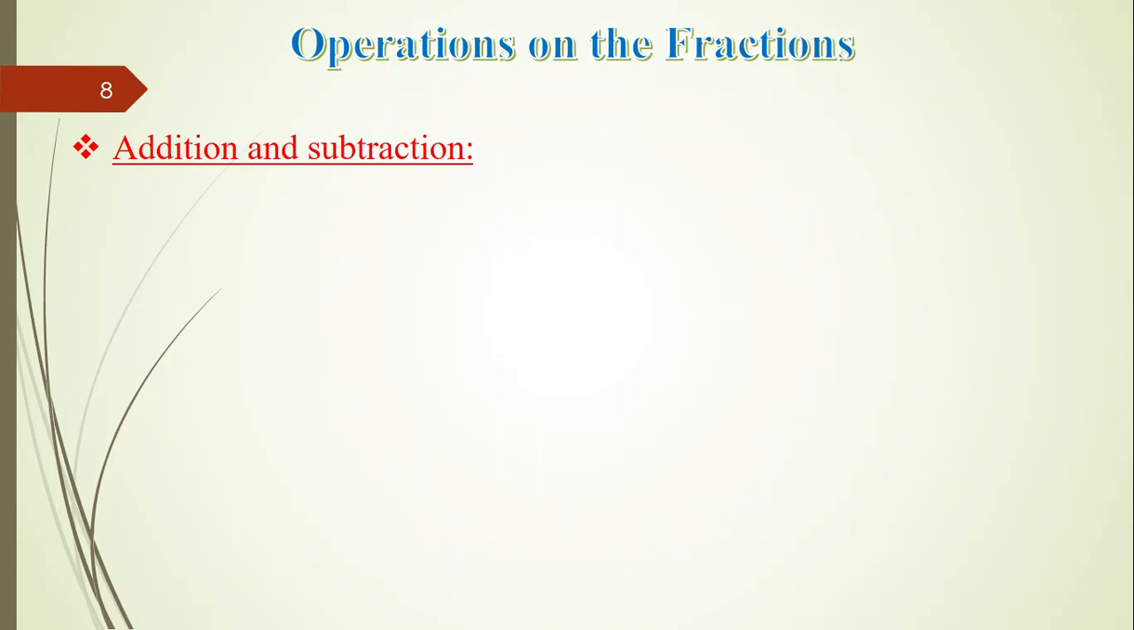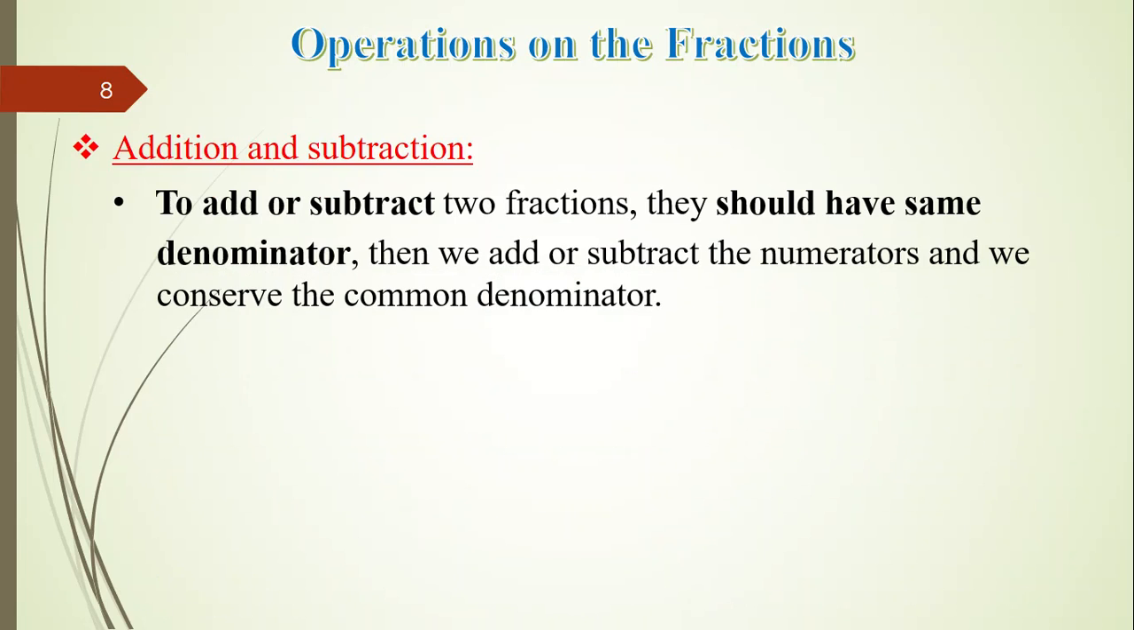Operations on the fractions, addition and subtraction. To add or subtract two fractions, they should have the same denominator. So here we have a condition that if we want to add or subtract two fractions, the two fractions should have the same denominator. Okay? Then we add or subtract the numerators and we conserve the common denominator.